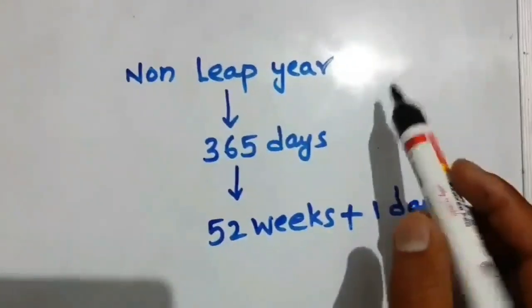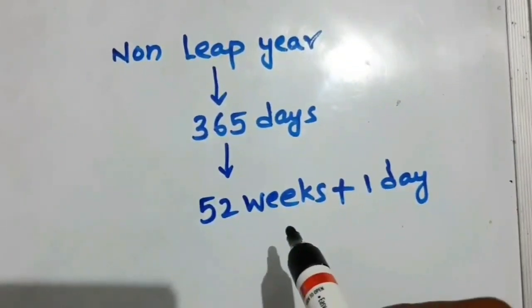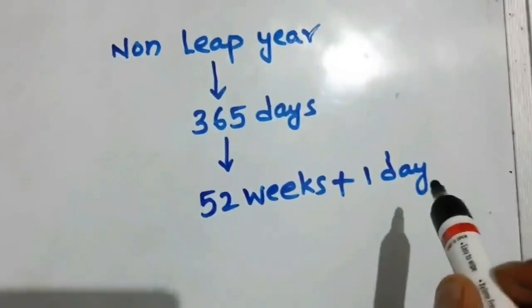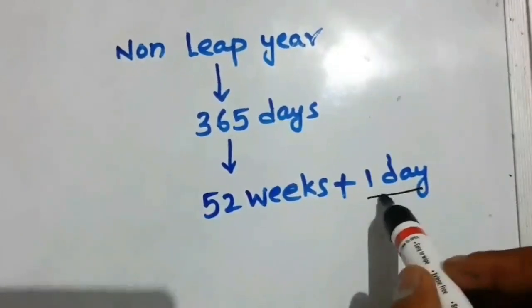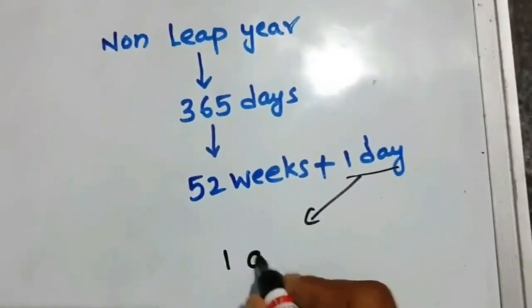In a non-leap year, there will be 365 days. If I write it in terms of complete weeks, I can write it as 52 weeks and 1 day. So this extra day is called the odd day. So in a non-leap year, there will be 1 odd day.